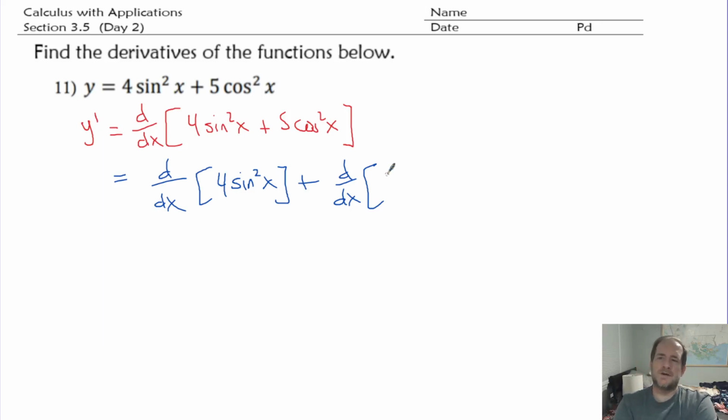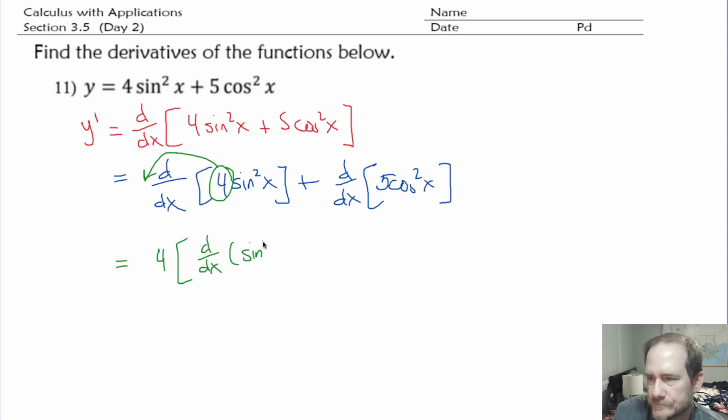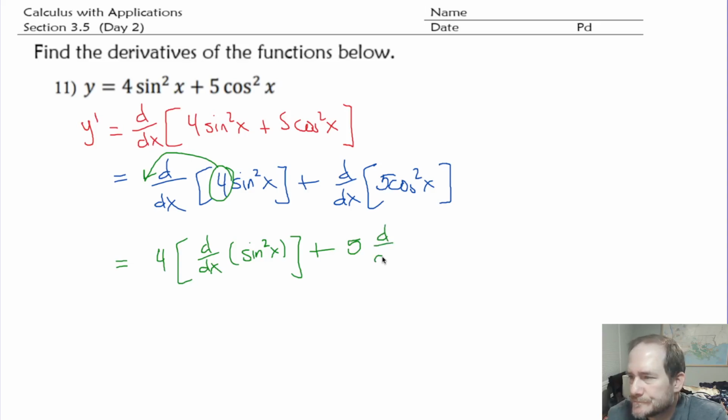Oh no, am I making a mistake here? No, I'm not differentiating yet, so I'm just bringing these down, 5 cosine squared. Okay, and then next, another thing you might have forgotten is that these coefficients, you can just pull them out, right? So we're really just doing 4 times the derivative of sine squared, and here we'll do 5 times the derivative of cosine squared.